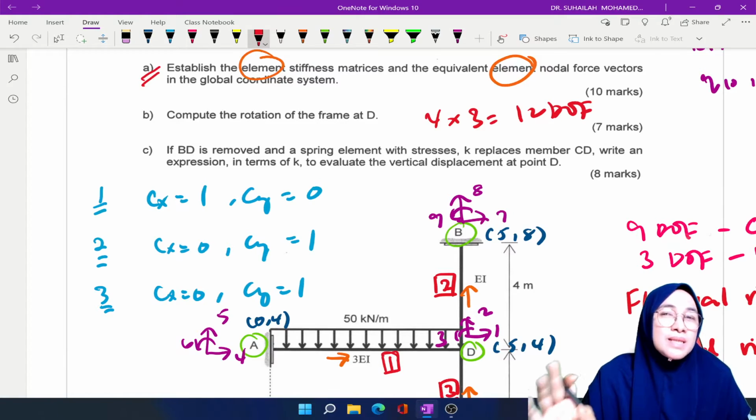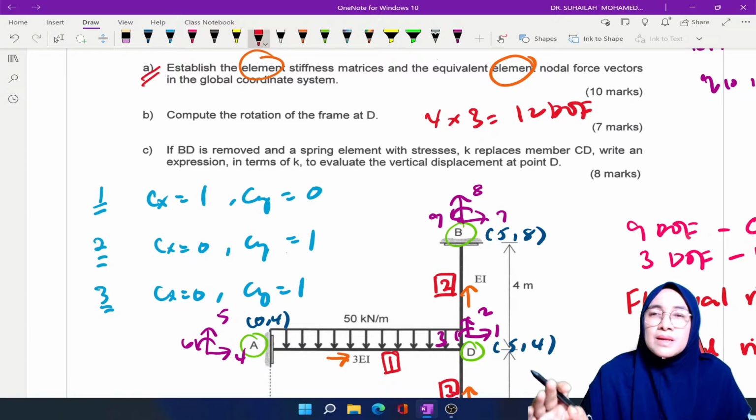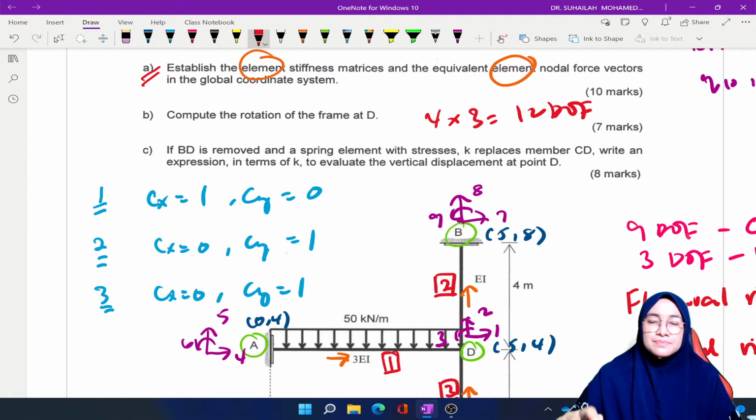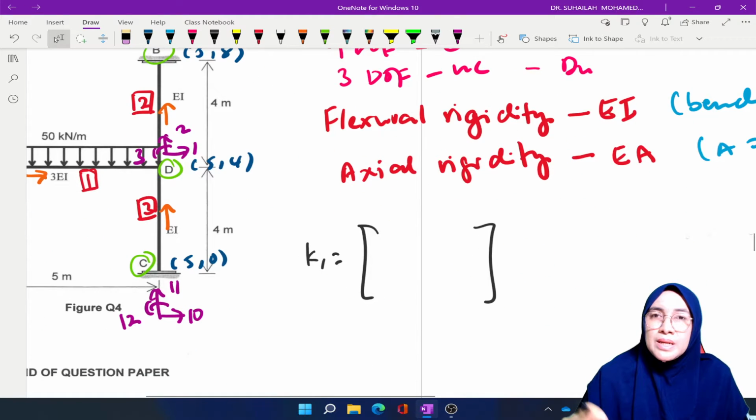That means we need to establish the structure stiffness matrix K just up to 3 by 3, 3 positions, and we need to establish as well the stiffness equation corresponding to the unconstrained degrees of freedom. So that is until 3 degrees of freedom only. Anyway, we need to label first.